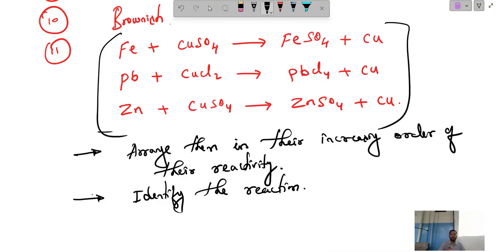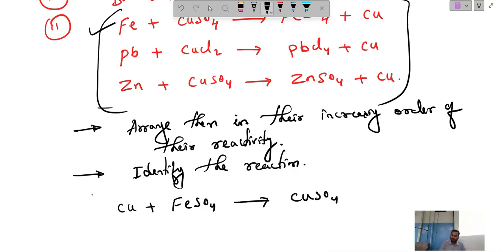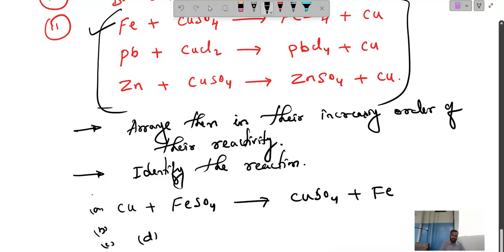And one more question, very important. You know what they will do? Small change. I'm just showing with example number 1. Instead of Fe plus CuSO4, they will give you Cu plus FeSO4 gives CuSO4 plus Fe. They may give you four options A, B, C, D, and ask you to identify which is the correct one.